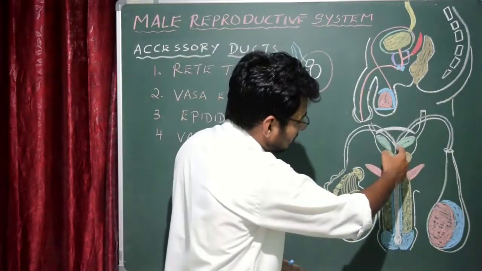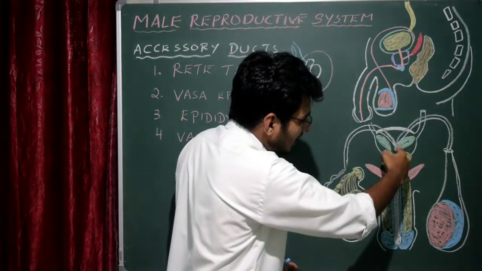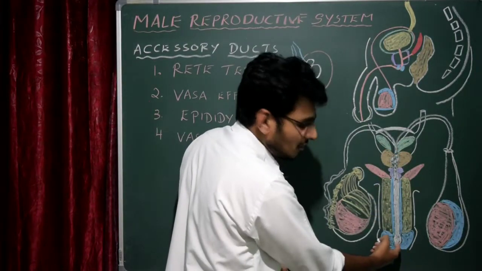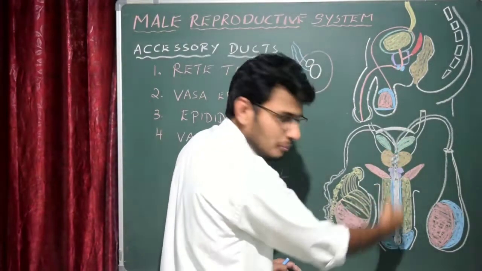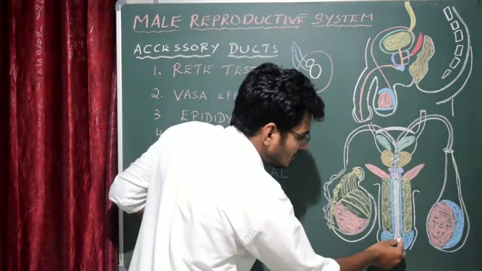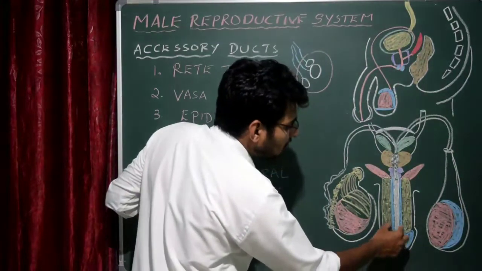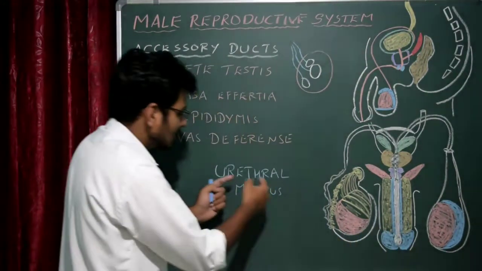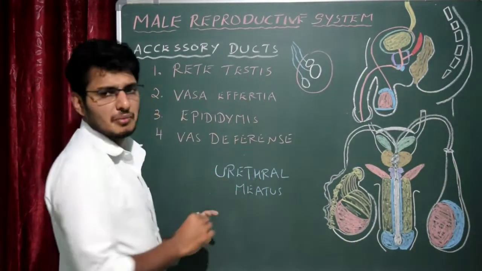Finally, from the urinary bladder till the tip of the penis, this common passage is called urethral meatus. Urethral meatus can also be said to be the opening of the urethra. That is actually the urethral meatus. Just remember it. Got it?